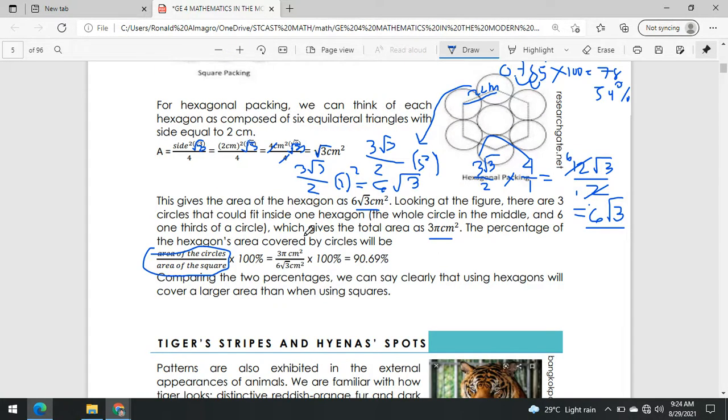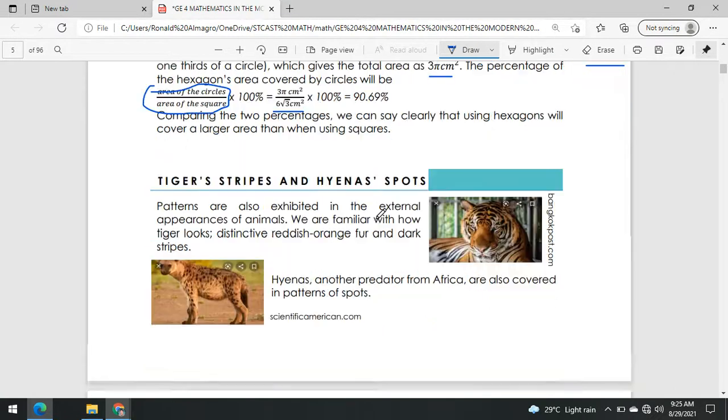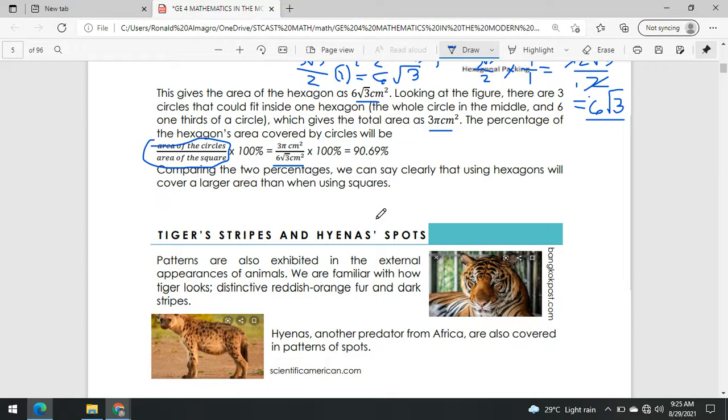What is the area of the square, students? We have, okay, the area we got is that of the hexagon. So area of the square, 6 square root of 3 centimeters squared times 100%. So simply multiply na lang po. The value of 3 pi, pi is 3.14. Okay, 3 times 3.14 over 6 square root of 3 times 100%, 90.69%. Okay, comparing two percentages, we can say clearly that using hexagons will cover a larger area than when using squares.